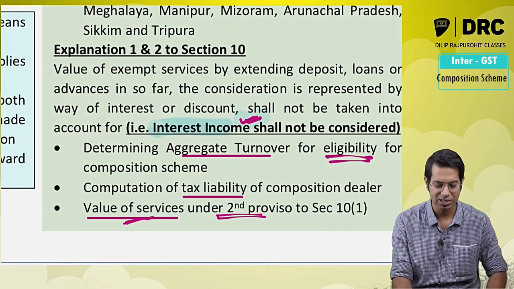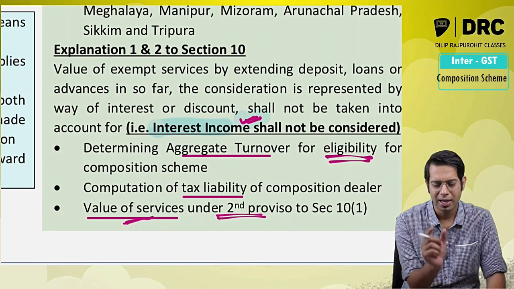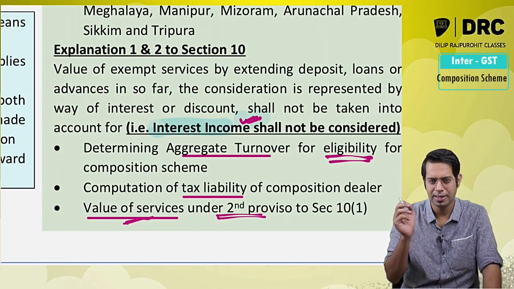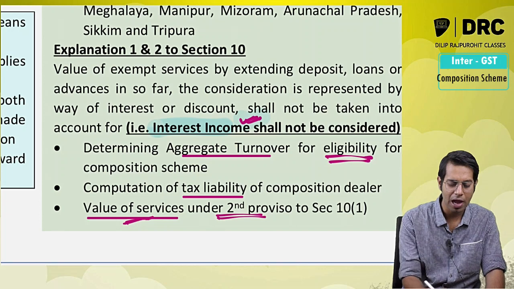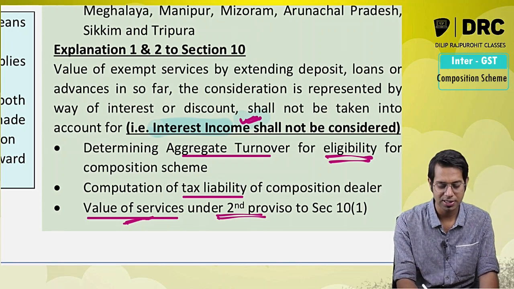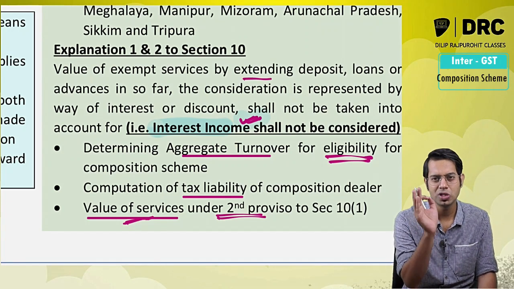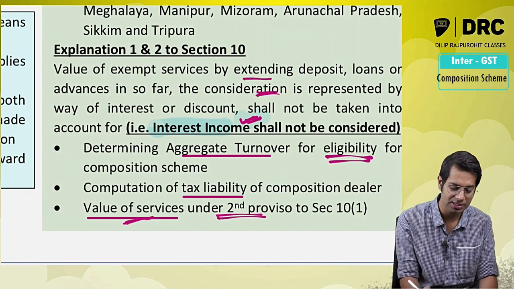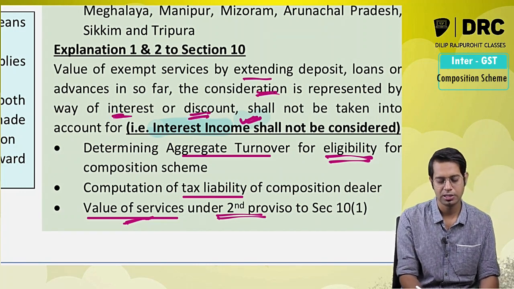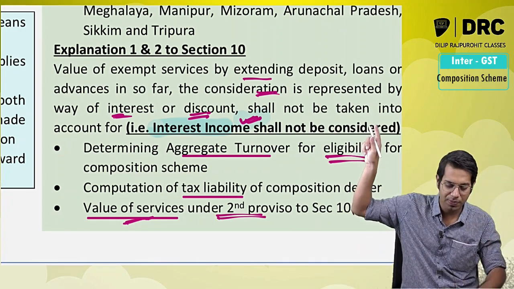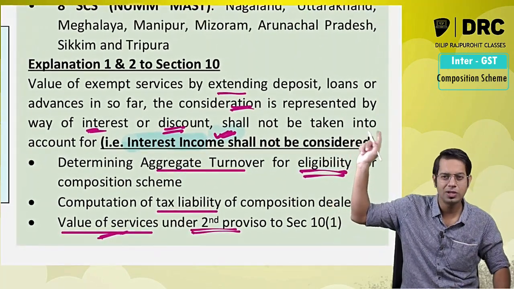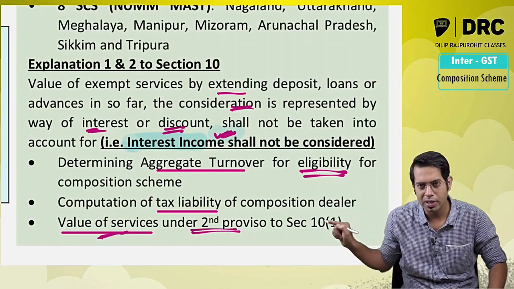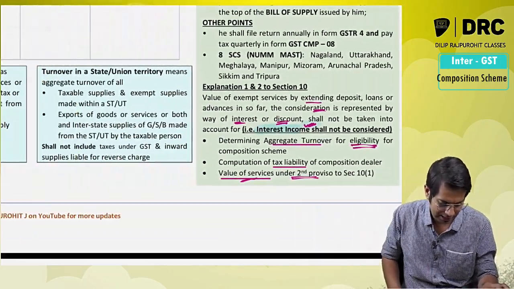Sir, what is this interest income, sir? See, basically, in short, we use the word interest income. In the law, they have used the words value of exempt services by way of extending deposits, loans or advances, insofar as the consideration is represented by way of interest or discount. So if you have any income under this particular head, then you should not include that in computation of these three things.